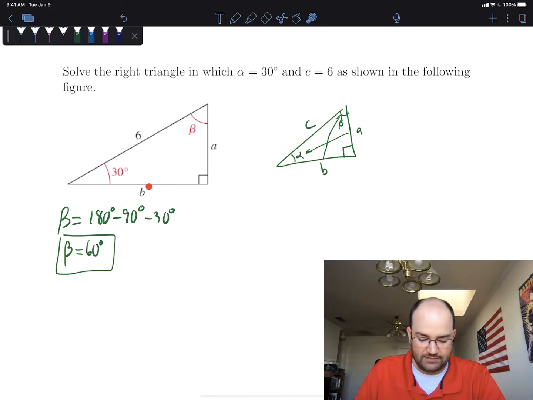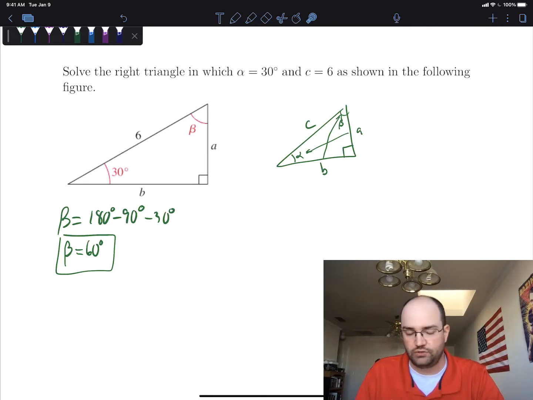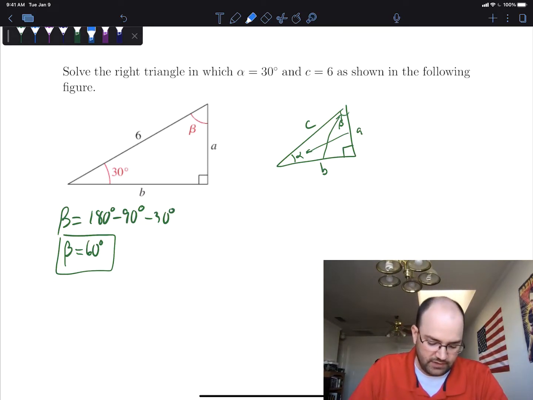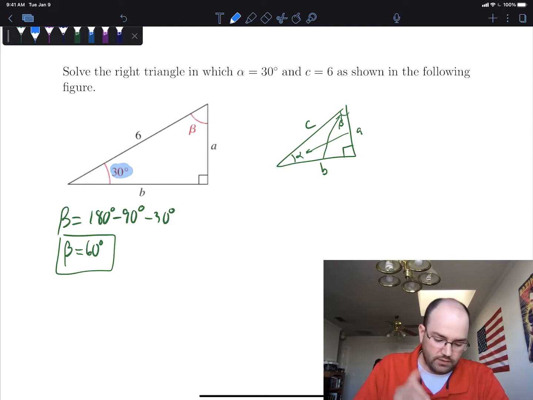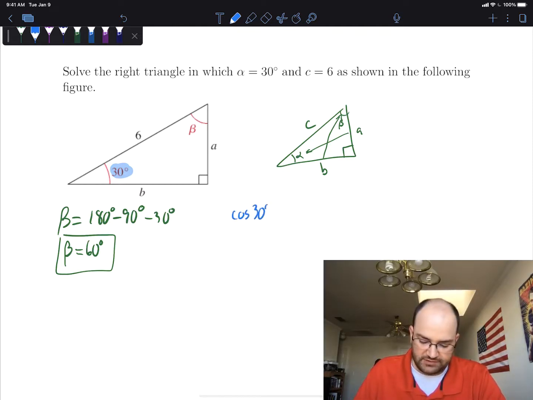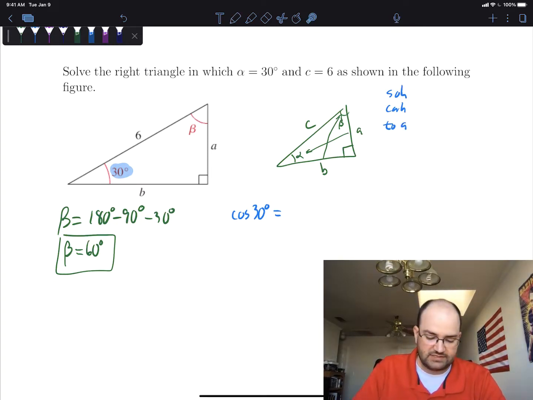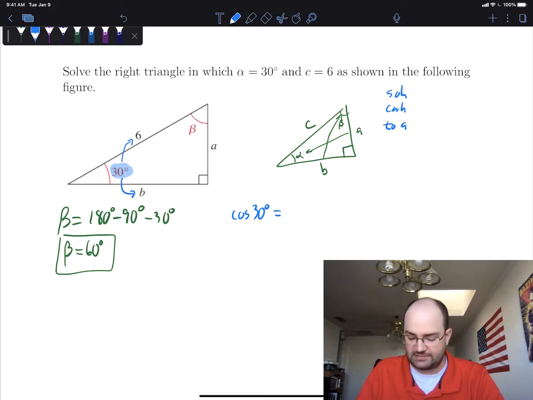We also need to know A and B here. Now, I can use beta or I can use 30. It doesn't really matter. I'm going to go ahead and use 30 because we didn't know that to begin with. So it's always best to begin with an angle that you didn't know or that you already knew. So I'm going to go ahead and begin with this 30 degrees. Notice what is cosine of 30 degrees here. Well, using SOHCAHTOA, cosine is adjacent over hypotenuse. In this case, adjacent to 30 degrees is B, and the hypotenuse is 6. So that would be B over 6.